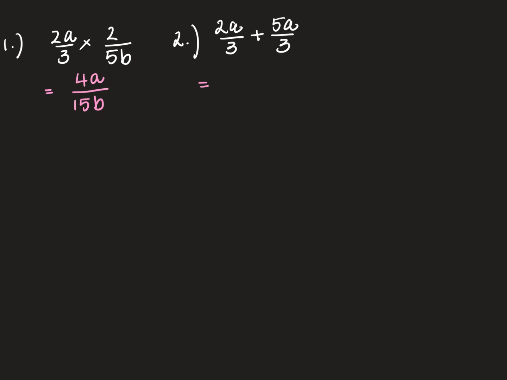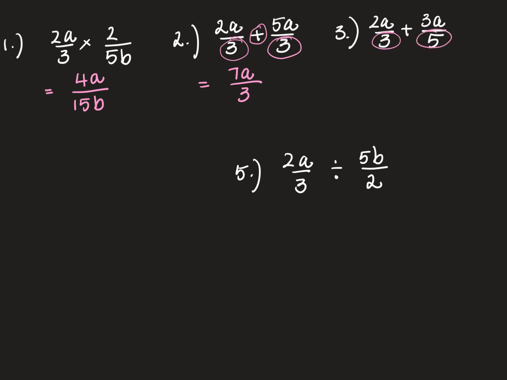Next one here, I've got an addition of fractions and the denominator is already the same. That's good news for us. Then all I need to do is 2a plus 5a is 7a, and then I just keep the denominator the same there, 7a over 3. Next one here, I'm adding the fractions again, but the denominators are not the same. So I need to make my common denominator. 3 times 5 is 15. That times that, plus that times that, 9a.